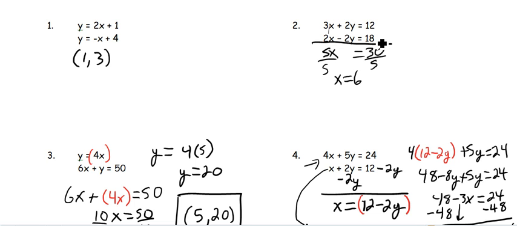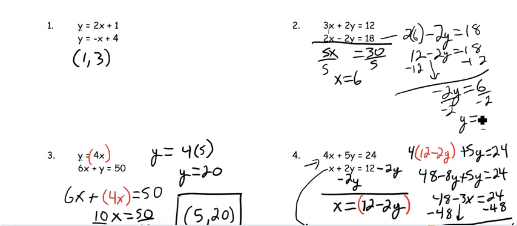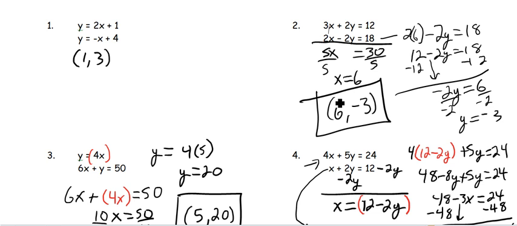So I'm going to plug that into, let's do this one, 2 times 6 minus 2y equals 18. 12 minus 2y equals 18. Subtract my 12. I get negative 2. Remember, bring down that negative. Negative 2y equals 6. Divide by negative 2. I get y equals negative 3. So my answer is 6, negative 3. I'm going to box that in so it's easy to find.